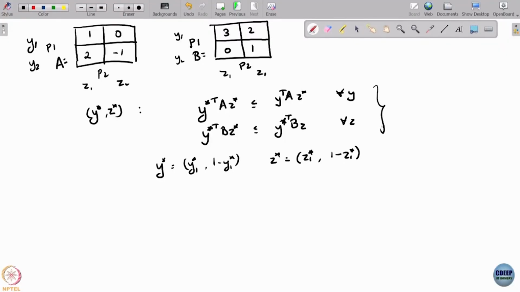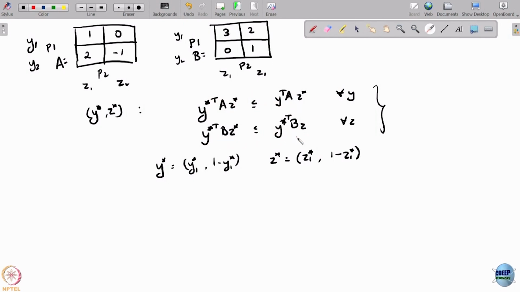So it is a simultaneous solution of these equations, these inequalities, right? You have to find a z star in such a way that y star is optimal for the first linear program, for player 1, and a y star such that z star is optimal for the second linear program, right? So it's the simultaneous solution that needs to be found.